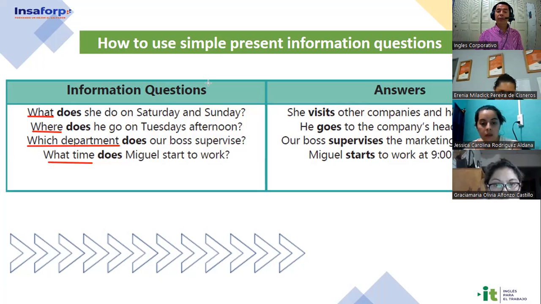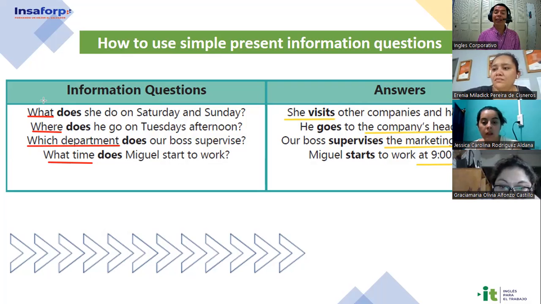Let me change the color here. What does she do? She visits. Where? The company's headquarters. Which department? The marketing department. What time? 9 a.m. You see? So according to the question, because if I say, what time does Miguel start to work? In the marketing department. No, right? Because the question is about what time.